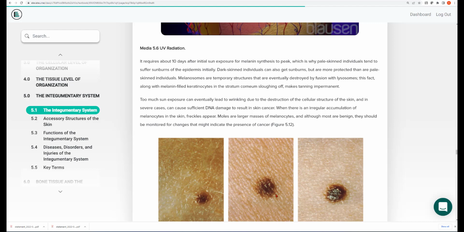So it's very important to monitor moles. If you have moles on your body, every year when you go for your annual checkup, you should have those moles checked. Make sure they're not changing. We'll talk again about that at the end of this chapter.